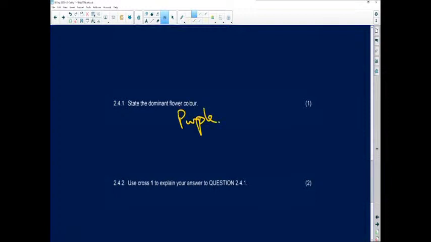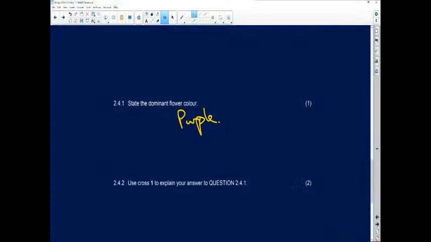Okay, be careful, they may trick you in an exam. So let's say, for example, they said red and white, but they made white dominant. Be careful, look at the question every single time. Don't assume because red is darker or black hair is dark and white hair is not, that white is recessive and black is dominant. Don't always assume that. Okay, use cross 1 to explain your answer here.